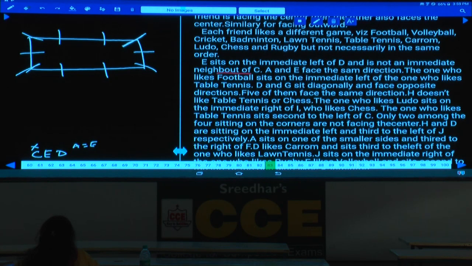And the one who likes football sits on the immediate left of the one who likes table tennis. The person who likes football is to the immediate left of the one who likes table tennis.